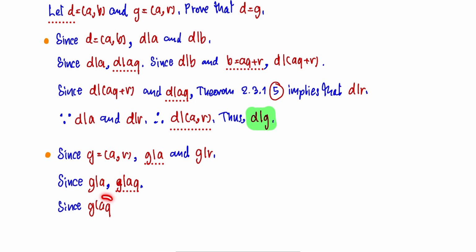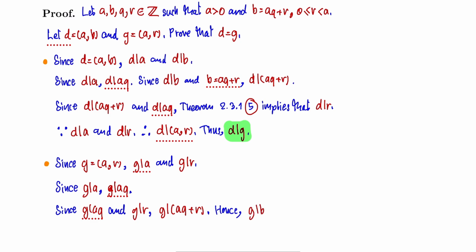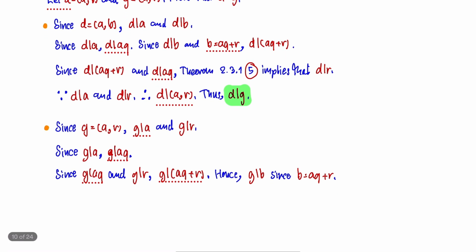Right now we have g divides aq and g divides r. That means that g divides the sum aq plus r, right? g divides aq plus r. That means that g divides b. Why does g divide b? Because b equals aq plus r. So now we have g divides b and we have g divides a.